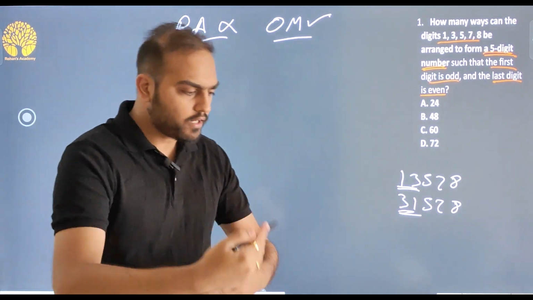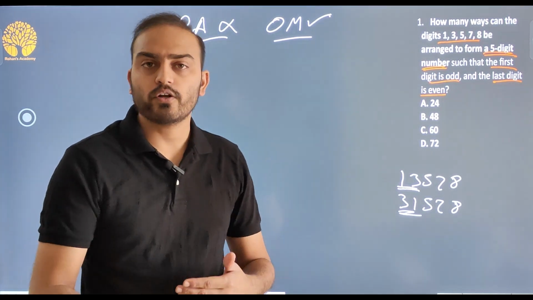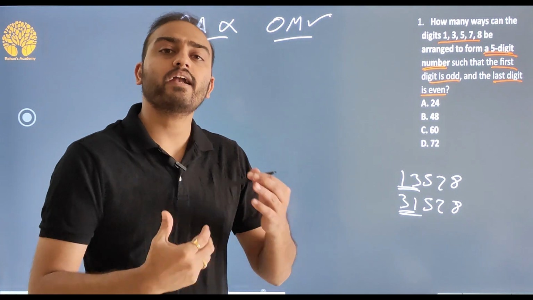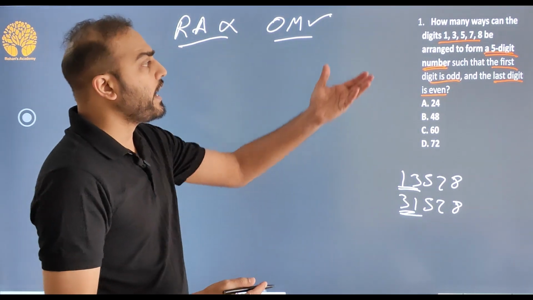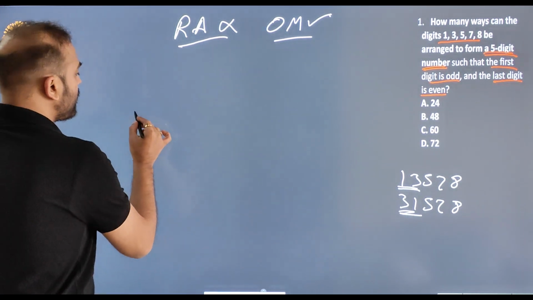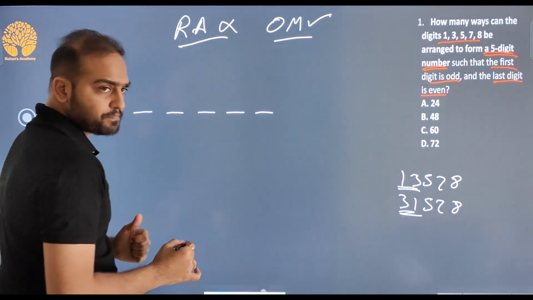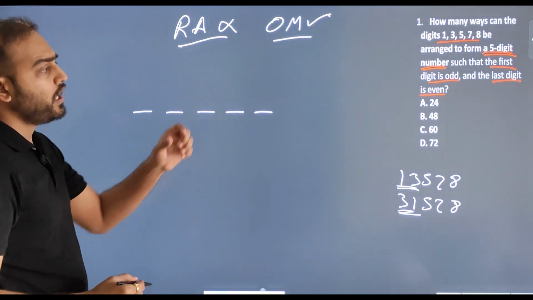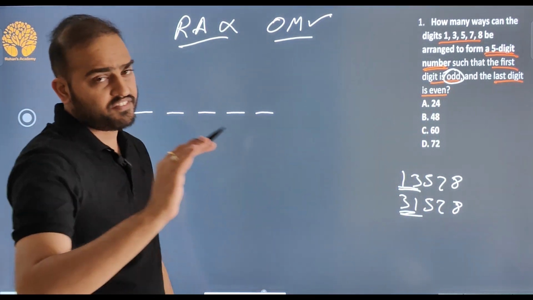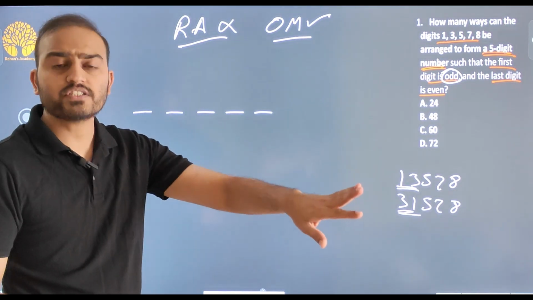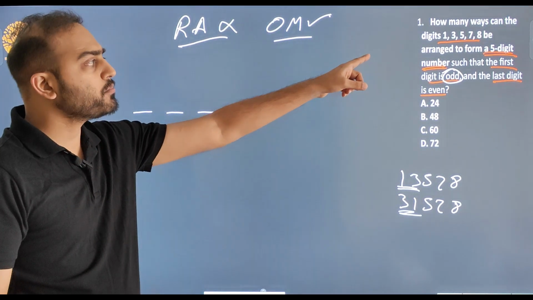Again, throughout these questions, this is what we are going to do. For every question, we'll try and understand why permutation is applicable. Now that I know this, I have constraints. I have to make a 5-digit number. The first digit has to be odd. I say no problem, let me get rid of this constraint first. How many odd numbers do I have?